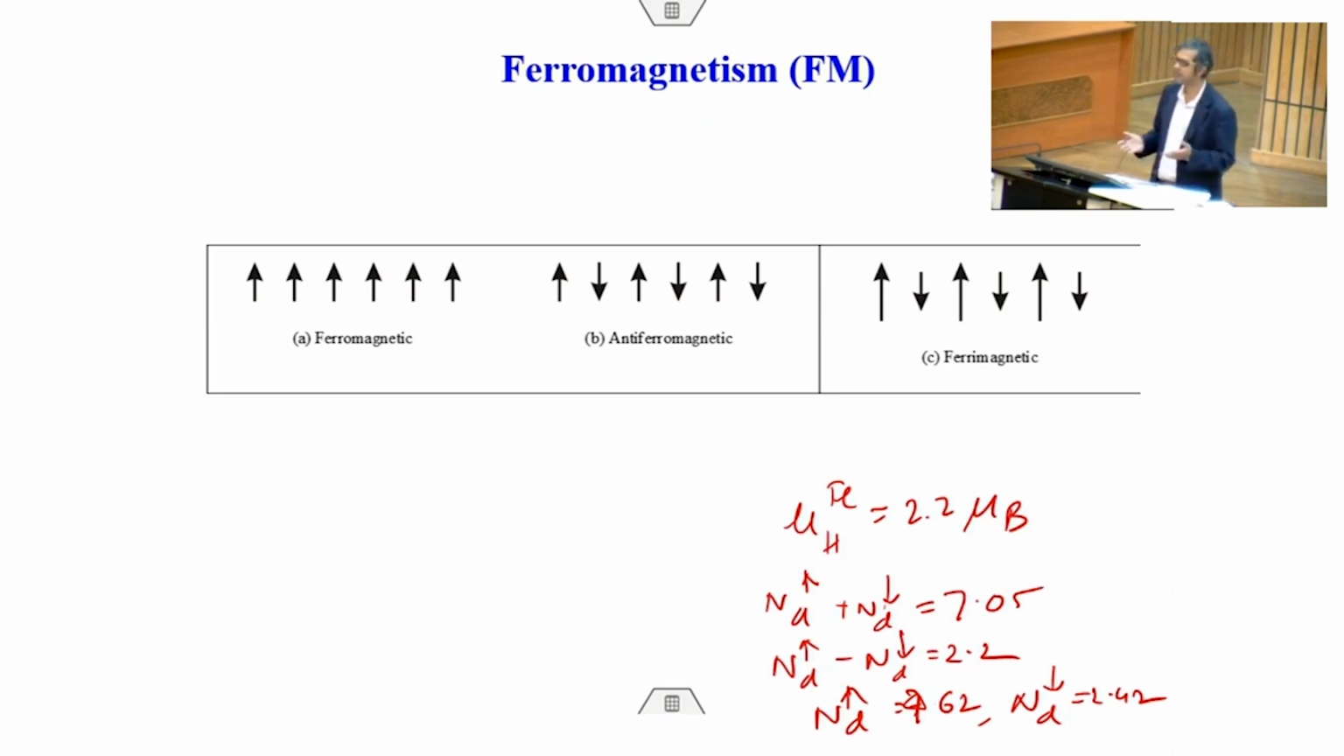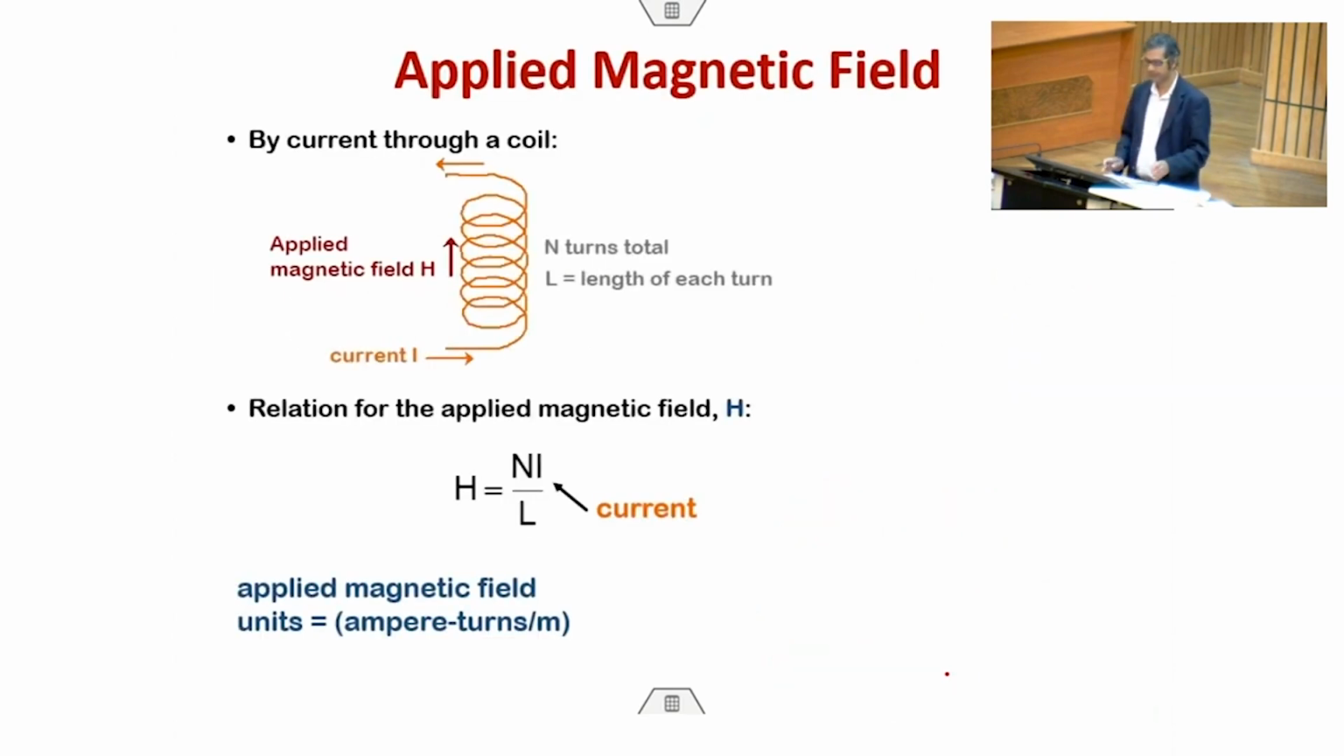Nonetheless, that means about 4.62 electron spins are up and about 2.42 are down spin, and therefore the net spin of that will provide the net magnetic moment. That is something which you should understand very well. Now, what is the effect of an applied magnetic field? This is the electronic structure and all this stuff.